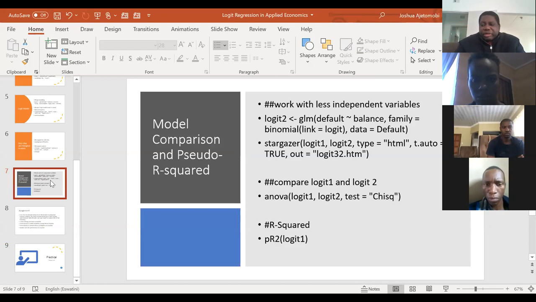Then there is what is called the diagnostic test. That is, I want to test maybe the reliability of my model, whether it is okay or not. So in that case, what we try to do is reduce the number of variables that we have, and we now compare the models using analysis of variance. Then another thing we do is again the R-square. But for sure, I will still illustrate this for every one of us.